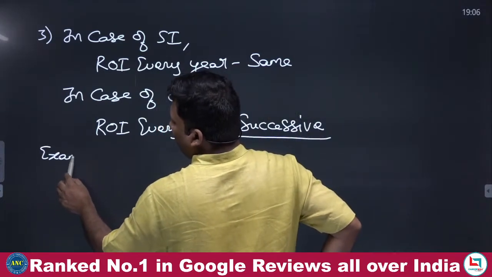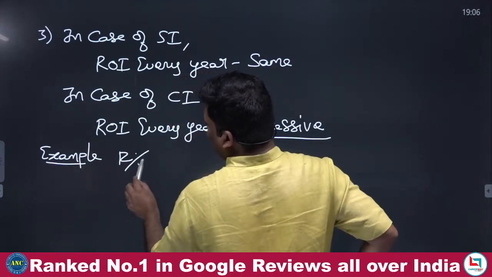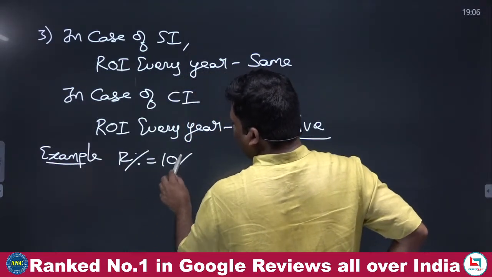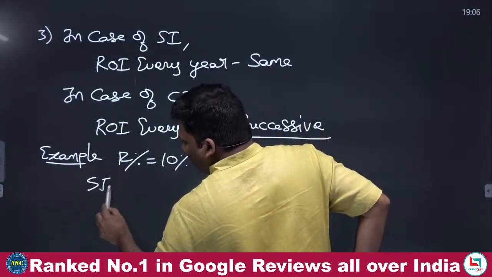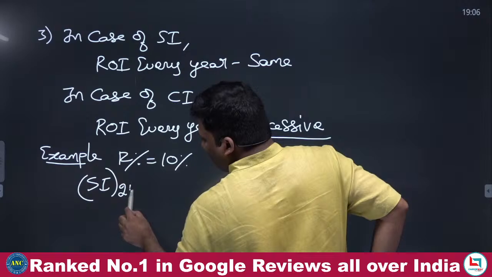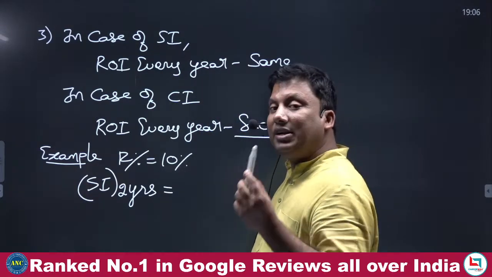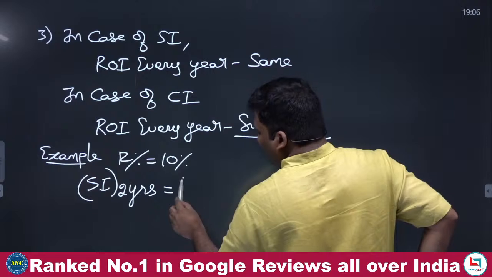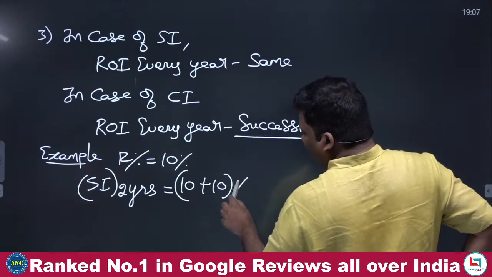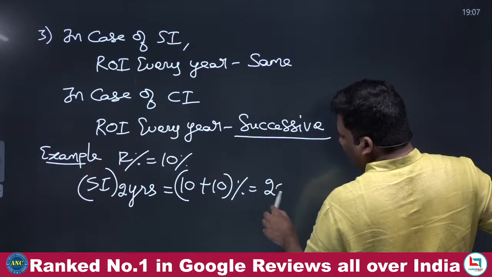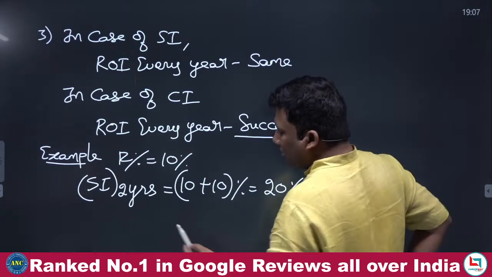Example. If R is 10 percentage, SI for 2 years will be, in case of SI, rate of interest will always be the same. First year 10 and second year 10. Effective rate of interest will be 20 percentage.